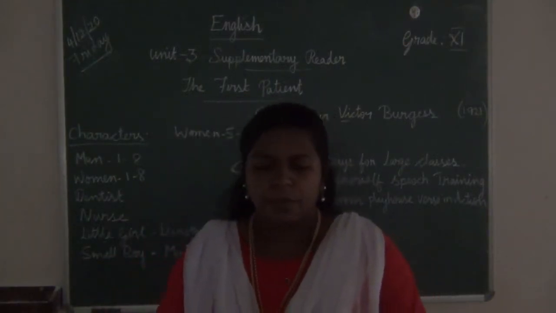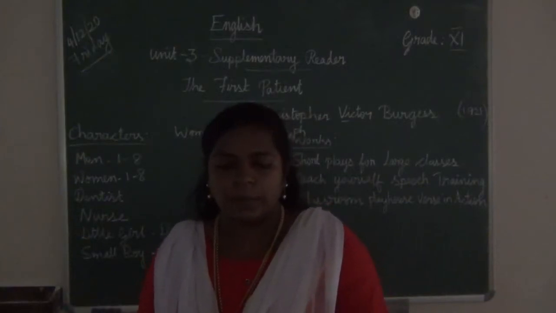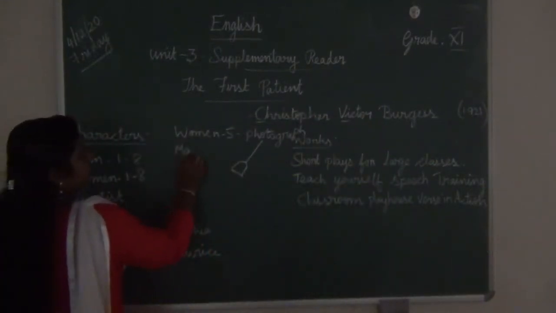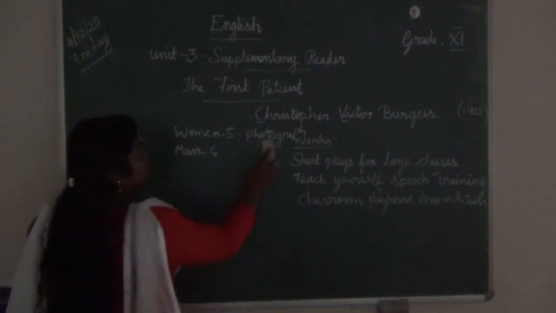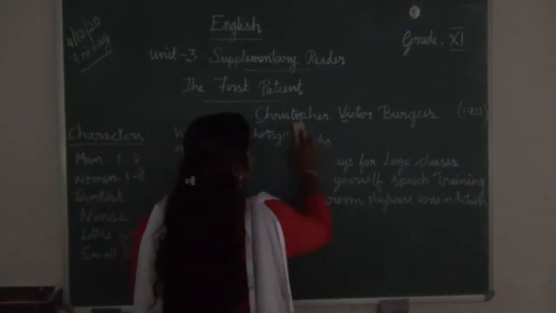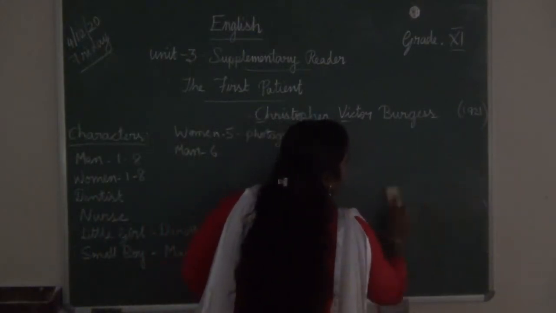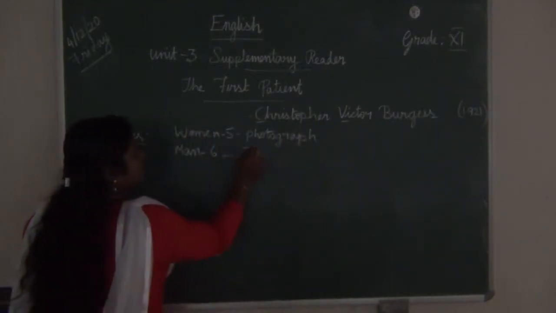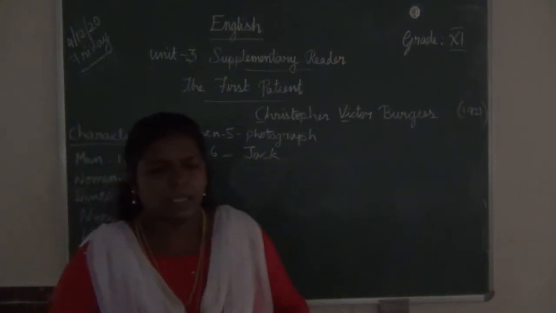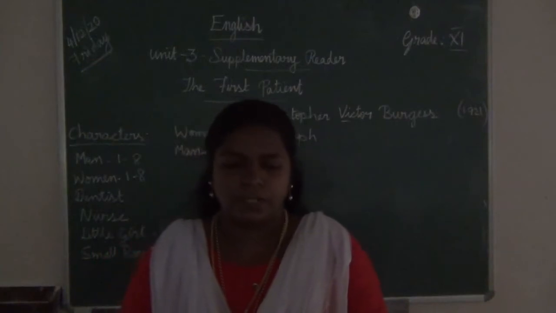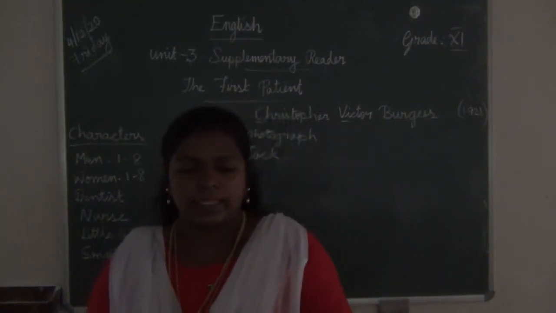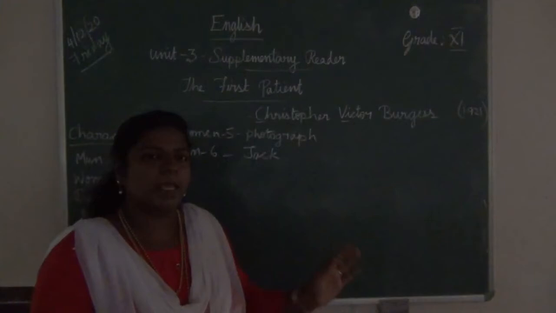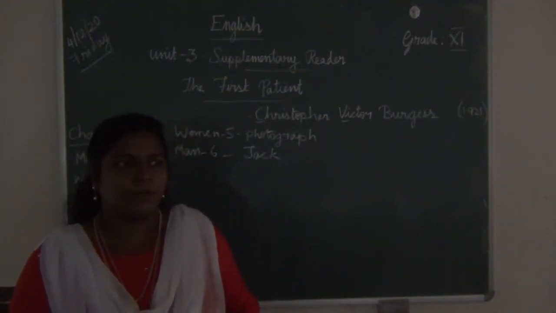Okay, so now Man 5 says, what time do you make it, Jack? So he's asking the other person, Jack. What is the person's name? Man 6's name is Jack. So Man 5 is asking Jack, Man 6. Almost 8:30, the dentist should be along any moment now. So now the time is 8:30, so the dentist will be able to come along at this time, so we have to wait there.